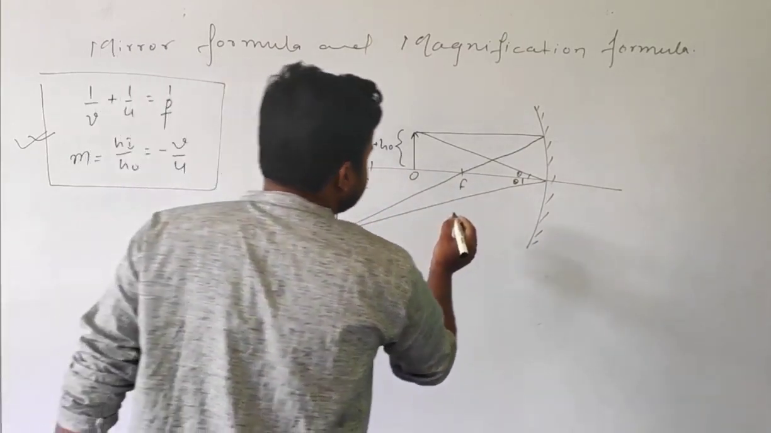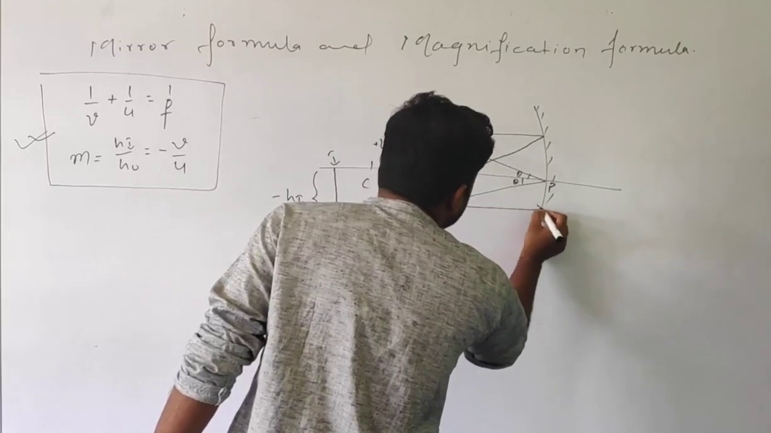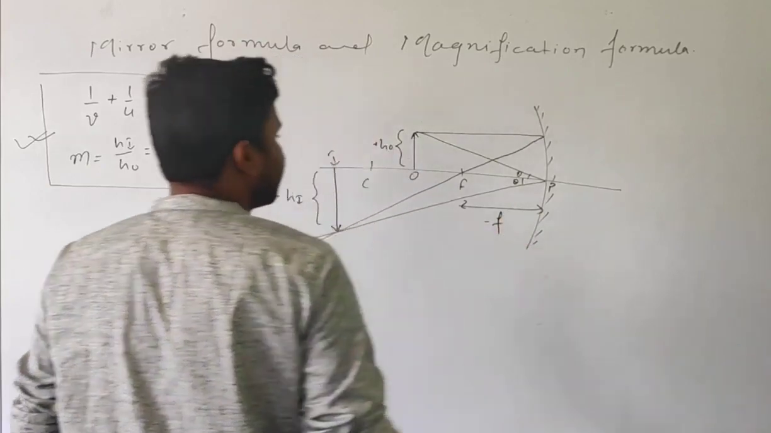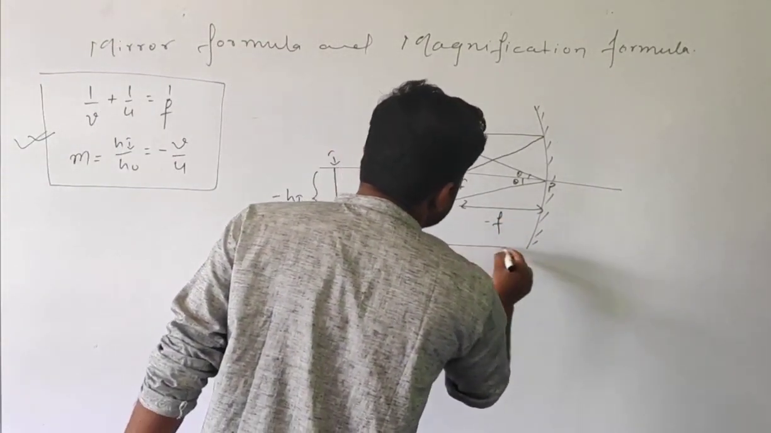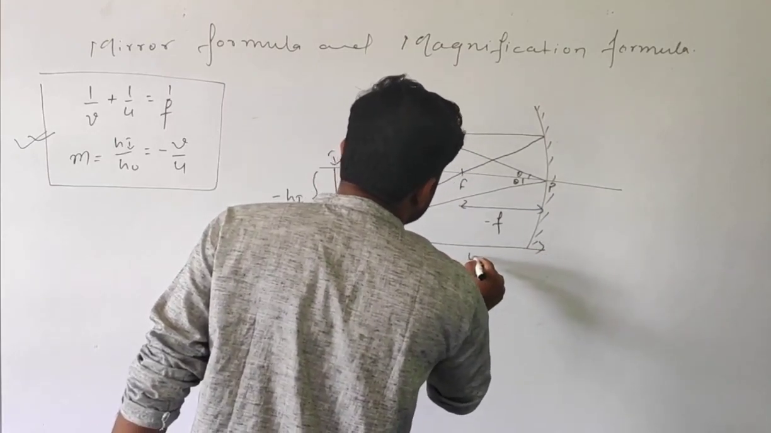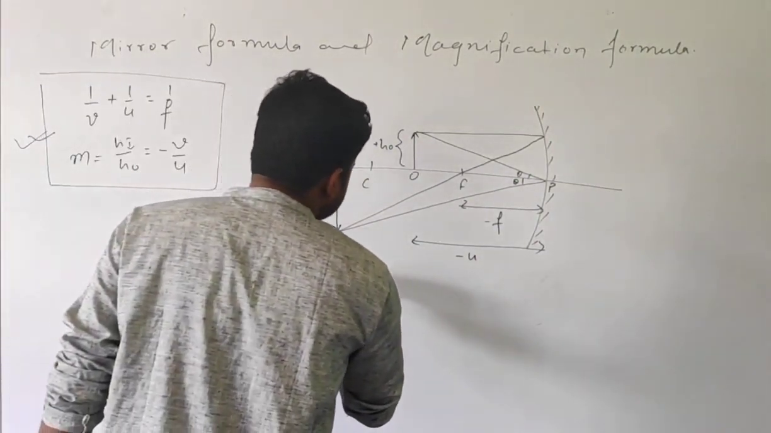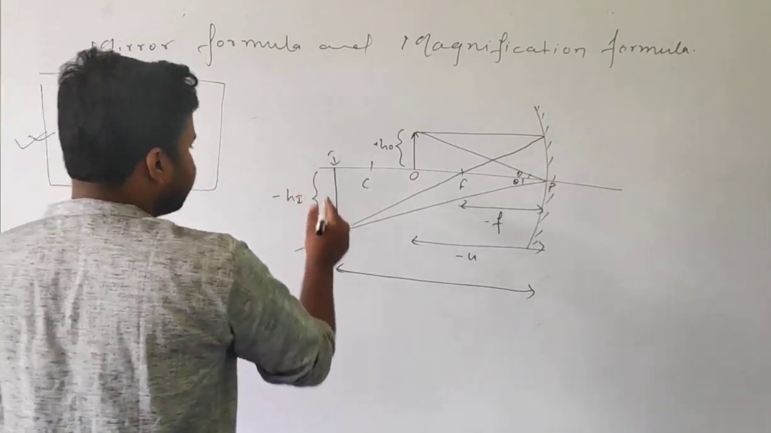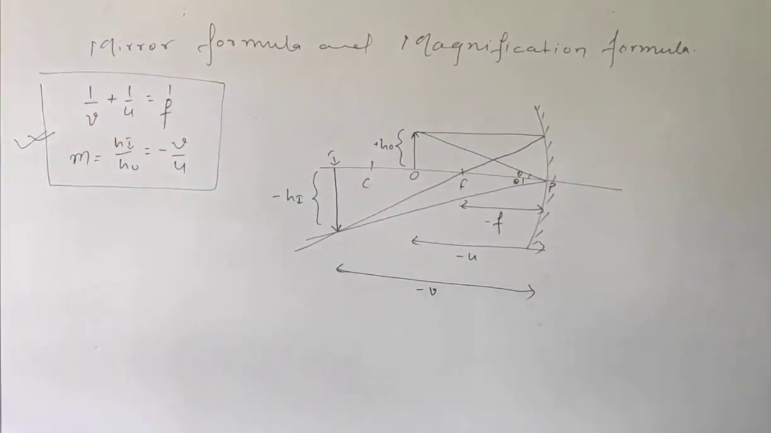I am writing all the notation. The distance between focus and pole is f, and from sign convention it is negative. Similarly, the distance between object and pole we denote with u, and it is also negative here. I suppose you all know the sign convention. The distance between image and pole is also negative, and we denote it with v.